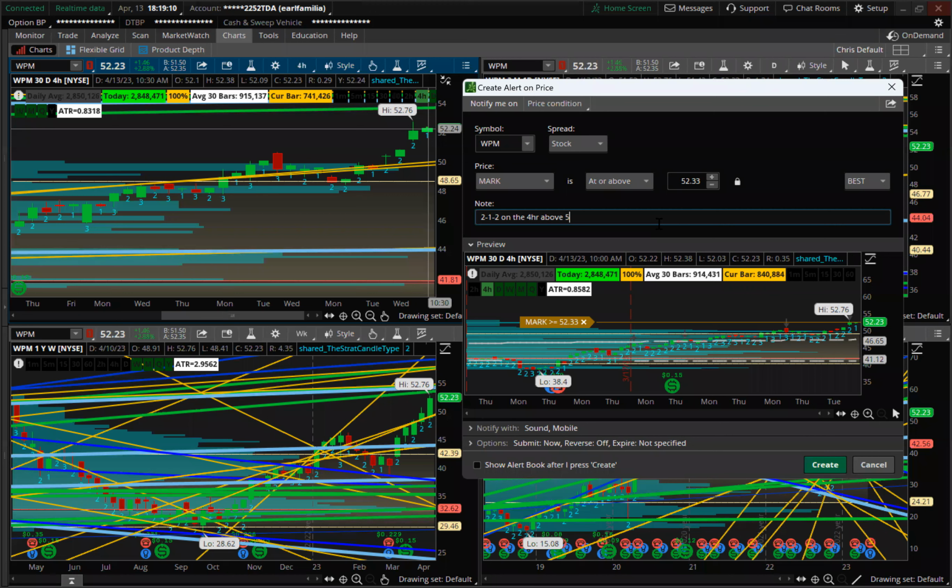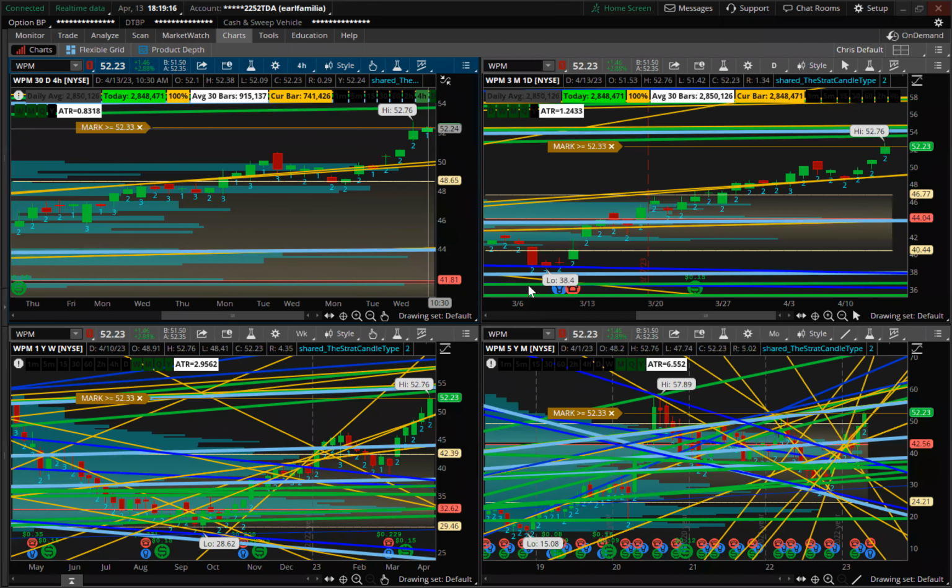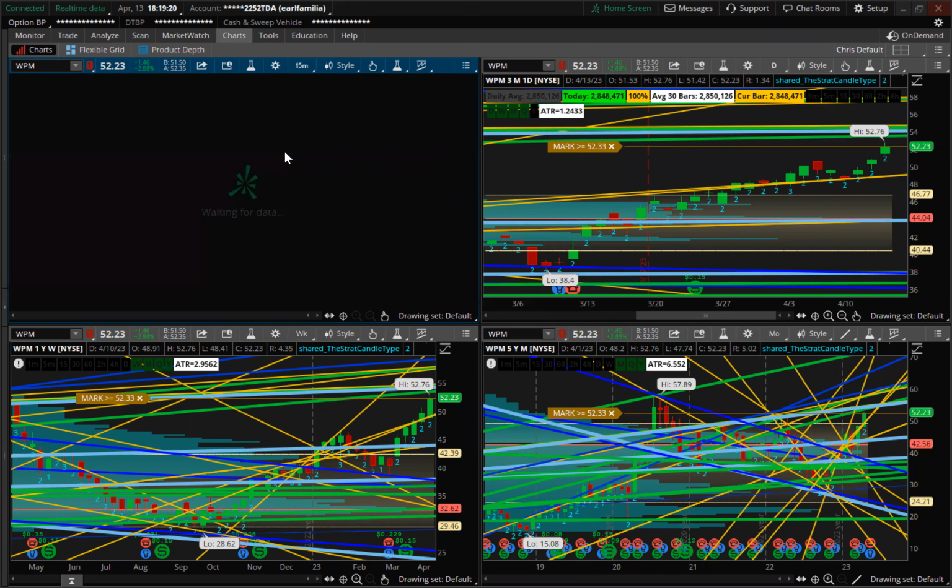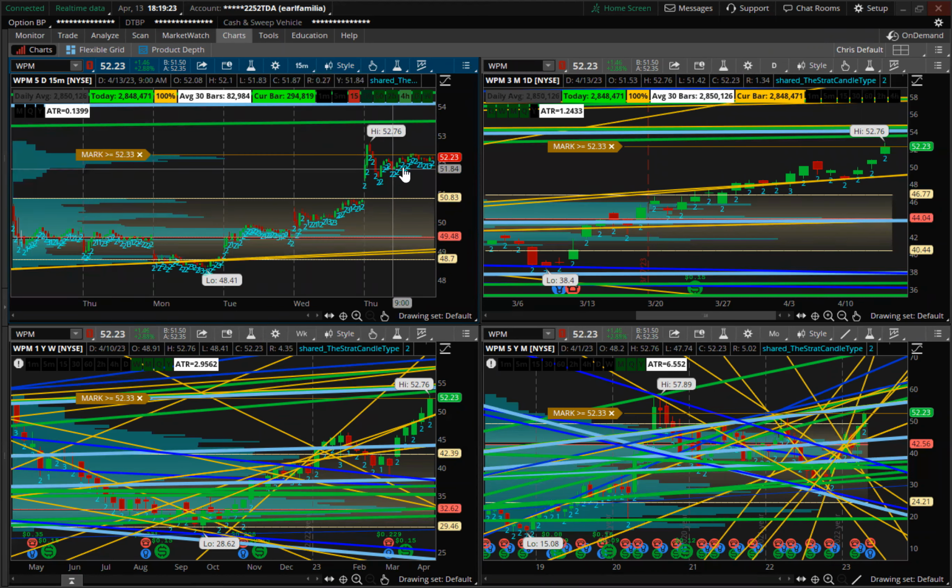$52.38 trigger point. So essentially with this one, we need to drop down. And at the 15, it looks like it's just been squeezing over here, consolidated. So I do expect another move up, maybe to $53 tomorrow.